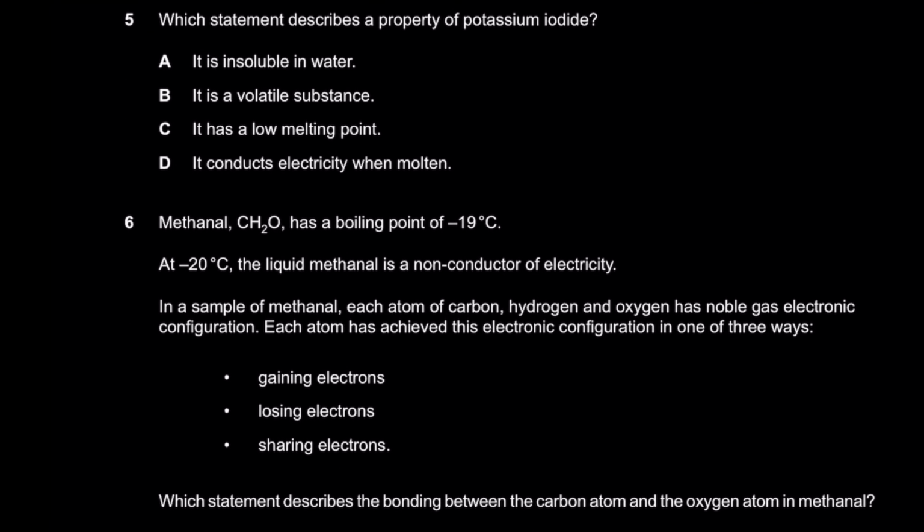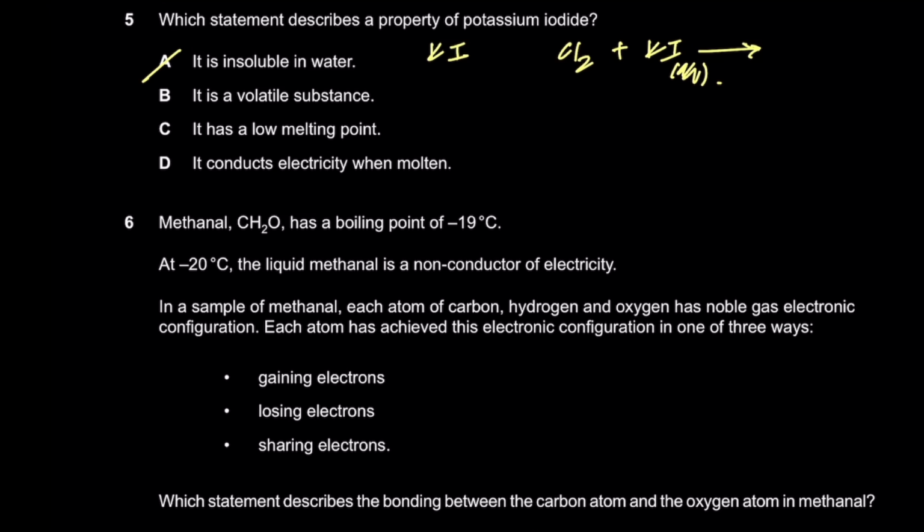Which statement describes a property of potassium iodide? Potassium iodide, KI, is a solid ionic compound, and ionic compounds are not insoluble in water, they are soluble in water. And even if you did not know whether they were soluble or insoluble, you would have remembered your reaction when chlorine was displacing the iodine in its solution, right? So chlorine was displacing the iodide ion from its salt, and how was it displacing it from its salt solution? Because it was aqueous, right?